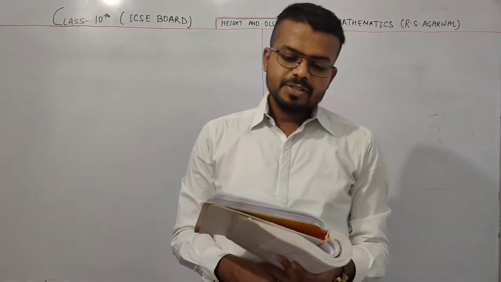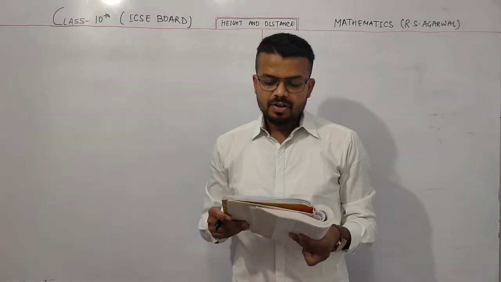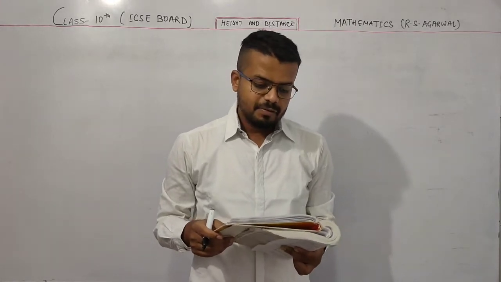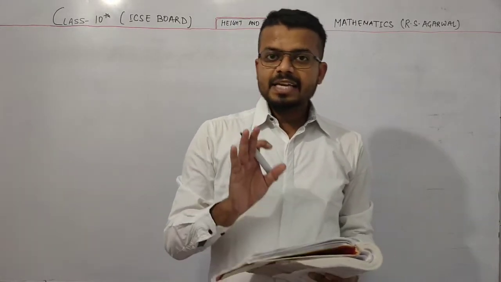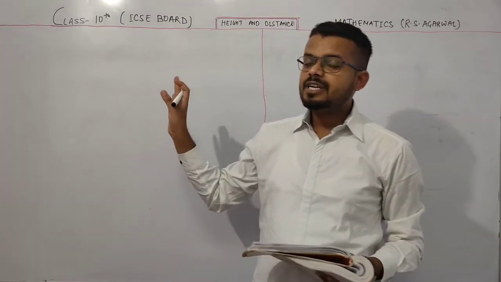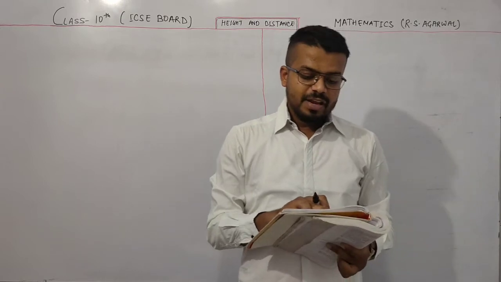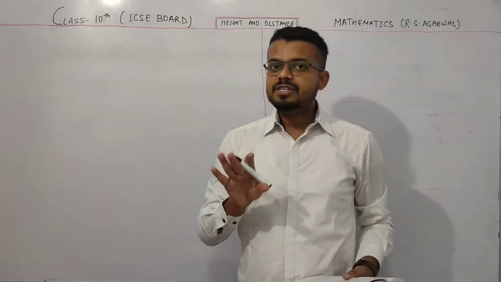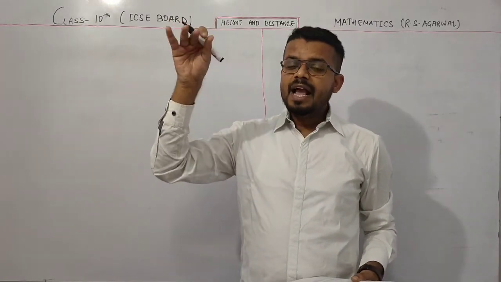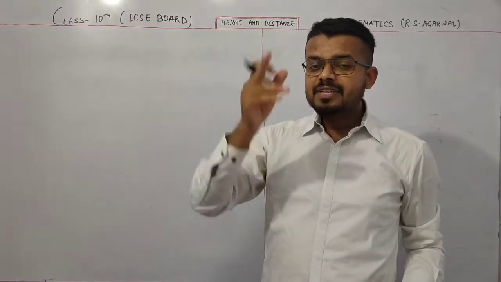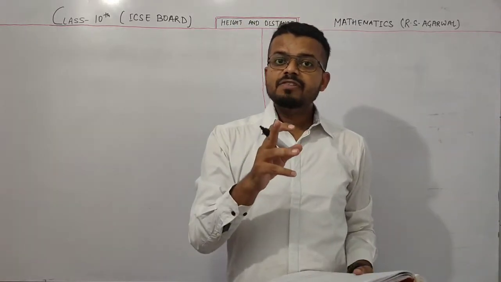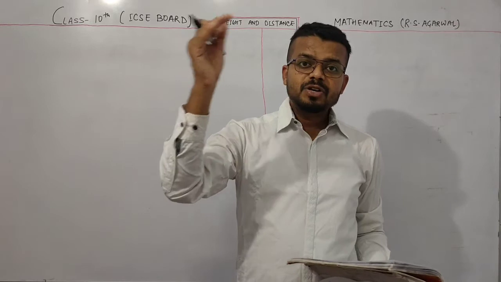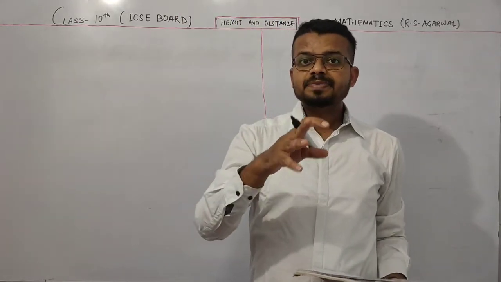The first question of exercise 23 is: the angle of elevation of the top of a pole from a point on the level ground and 15 meter away from the pole is 30 degree. So firstly, read the question carefully and write down what is given. What is angle of elevation? Already discussed in the last class. Angle of elevation is when we look up, the angle made between the horizontal and line of sight. And what is angle of depression? When we look down, the angle between the horizontal and the line of sight is called angle of depression.